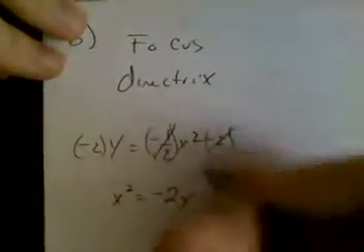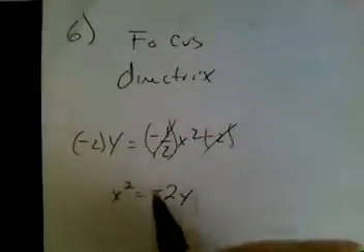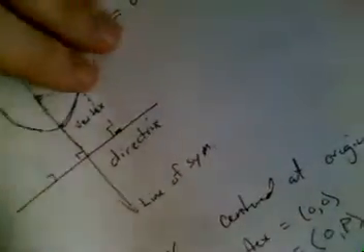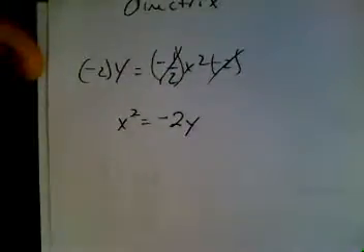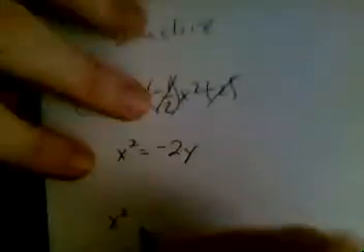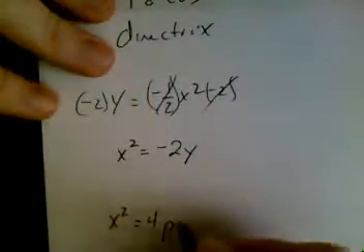We'll eliminate this and this, and I'll have this form. Now I'm going to go ahead and pull this page back up so you can see it one more time. x squared is equal to 4py. That's the form I want this equation in. I want this equation to look like x squared is equal to 4 times the p-value times y.